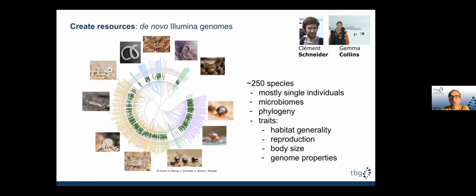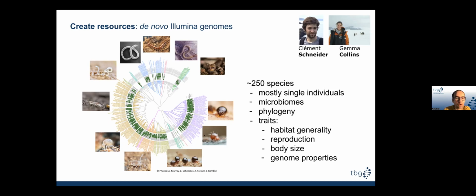Microbiome sequences were identified and removed from the genome sequences, and the rest of the sequences were used to construct phylogenies, analyze a couple of genome traits, and correlate these genome traits with ecological traits. We are looking into habitat generality of these species, the reproduction mode of the species, body size, and how all of these are interacting with genome properties.